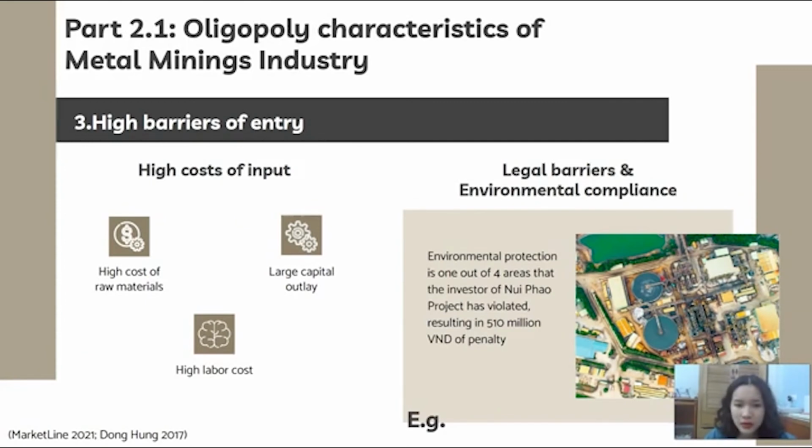High barrier to entry. The metal mining industry requires new companies to have a large capital outlay, as electricity, infrastructure, and labor costs are extremely high. Furthermore, entrants should take environmental compliance seriously. Otherwise, they may be penalized for violations, like the investor of the Núi Pháo project. The Núi Pháo project at that time had not installed a local wastewater treatment system before discharging to ore settling lakes, and could not ensure that wastewater does not penetrate into the soil and underground water environment.